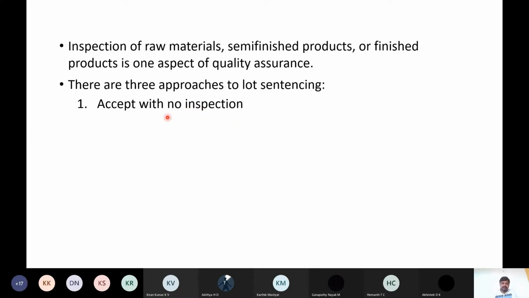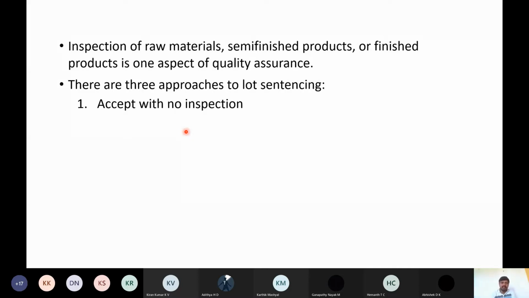Also, if a company is following all quality measures such that there is no possibility of producing defects, then you can go for no inspection. Or if the cost of inspection, or the resources which need to be employed to inspect, cannot give a return, then also it doesn't make sense to go for inspection.